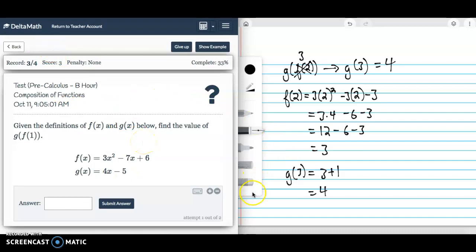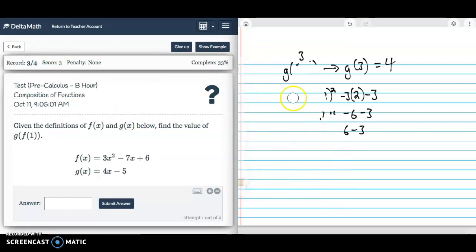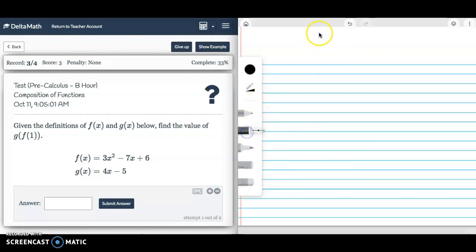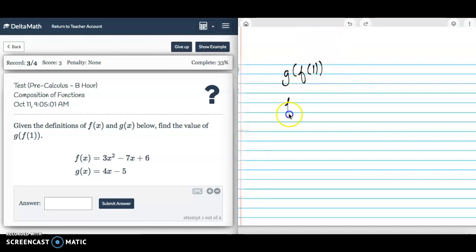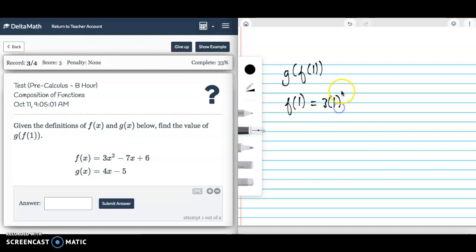All right, let's try one more of these. So in this problem, they want us to find g of f of 1. So I'm going to start with the inside first, f of 1. So I'll have 3 times 1 squared minus 7 times 1 plus 6. 1 squared is 1, 3 times 1 is just 3, minus 7 plus 6. So I'll get negative 7 and 6 is negative 1, so 3 minus 1 is 2.